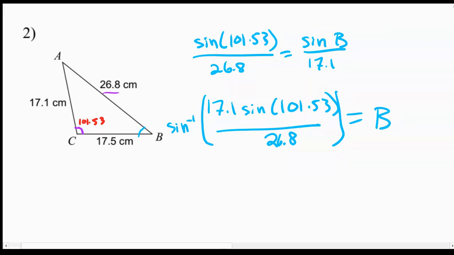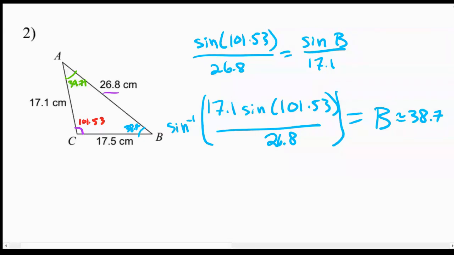And we'll call that good. I should get about 38.695, or 38.7 is what we'll call that. And so for my last angle, since I have two of the angles already, I'm just going to subtract them from 180. Again, I'm doing 180 minus 101.53 minus 38.7. That should give us about 39.77.